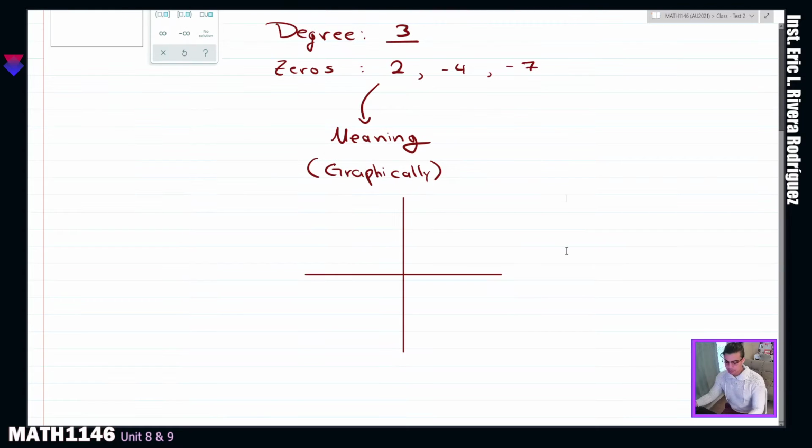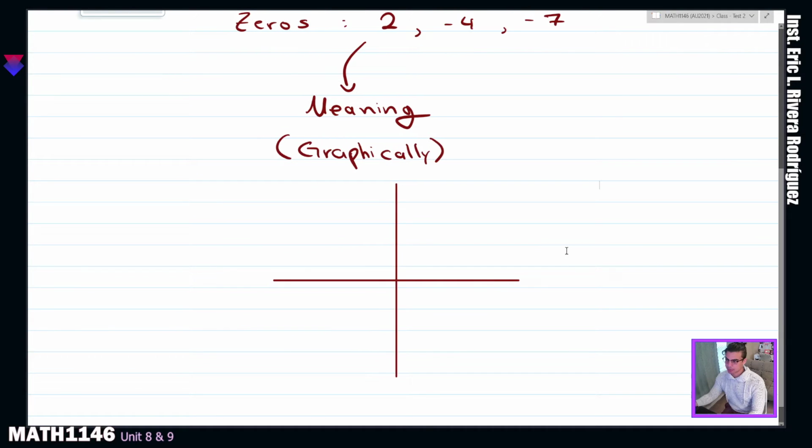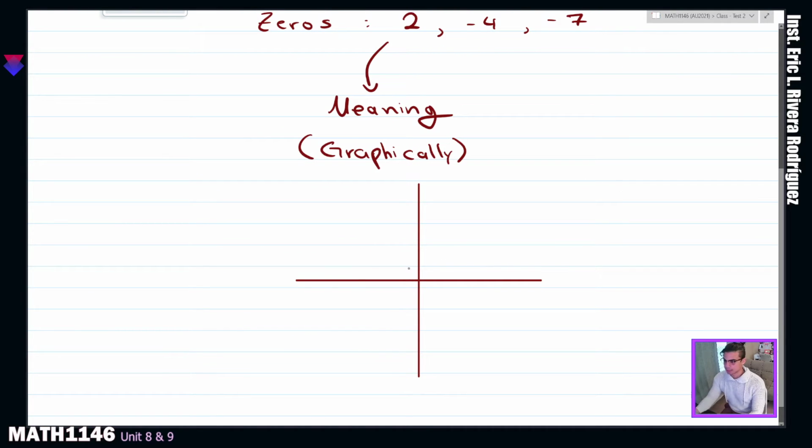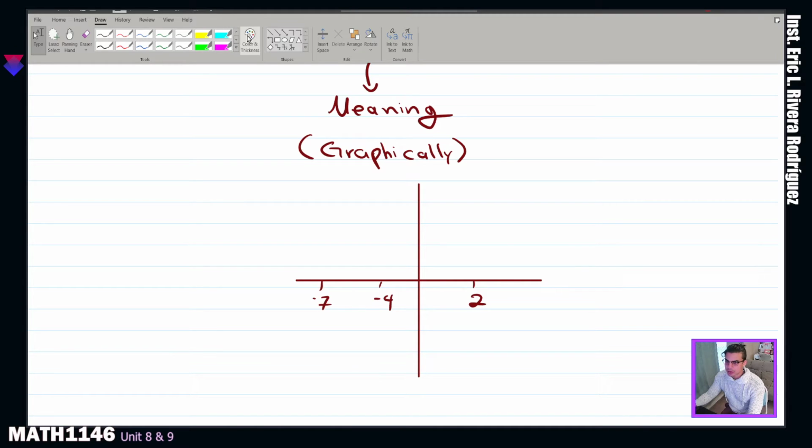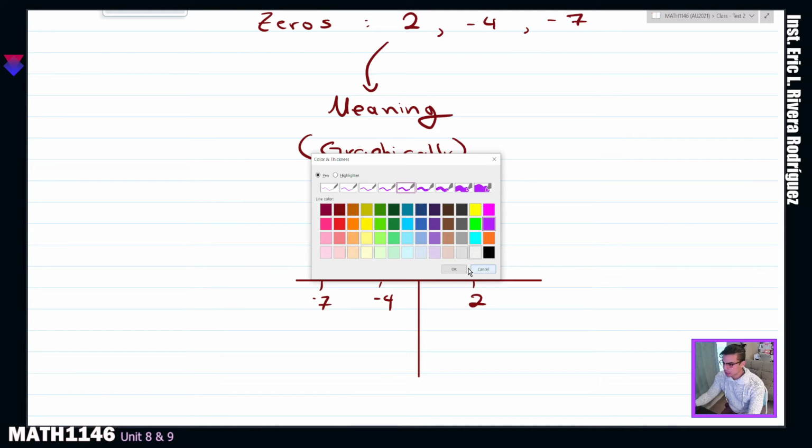Okay, so I have here the coordinate plane, and I'm just going to plot the zeros of the polynomial. Okay, so what I'm going to do, I'm going to create regions around those zeros.